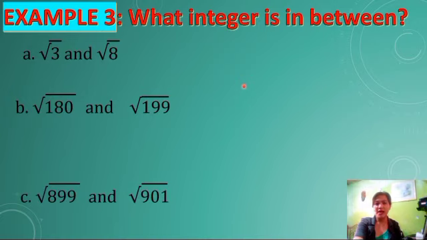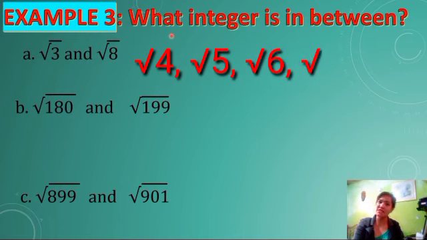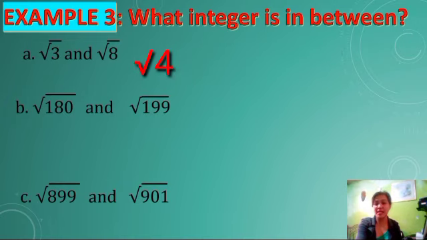And C, 899 and 901. So, ano yung number na makikita natin? Anong integer? So, since ang perfect square between square root of 3 and square root of 8, ano ba yon? Diba, square root of 3. So, ang next sa kanya is square root of 4, square root of 5, square root of 6, square root of 7. So, alin doon yung perfect square? So, alam naman natin na ang perfect square sa kanila ay square root of 4.